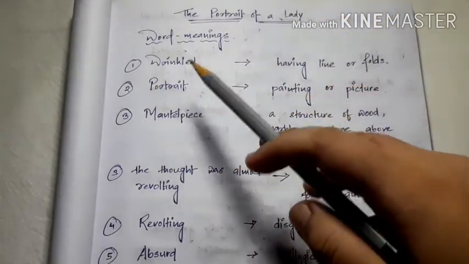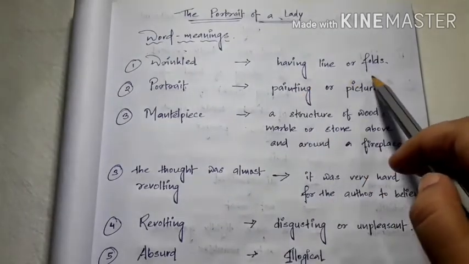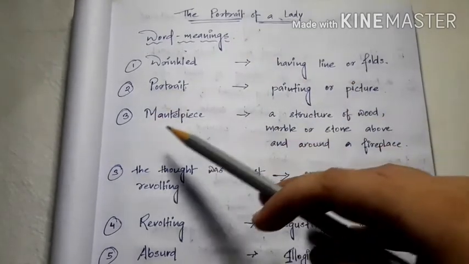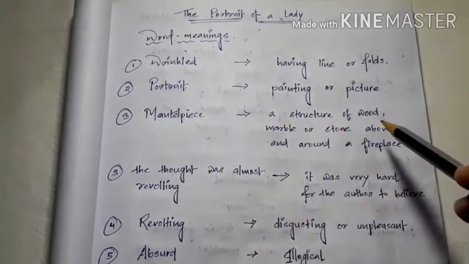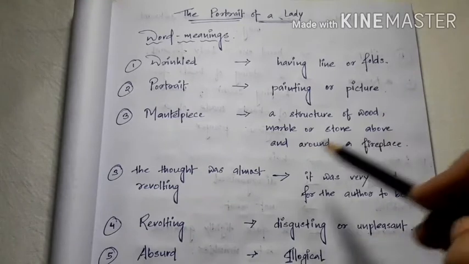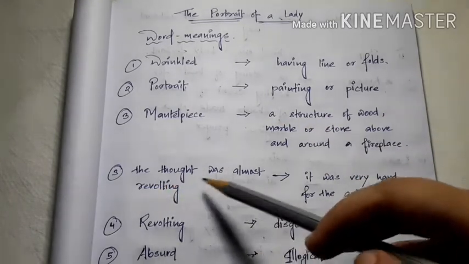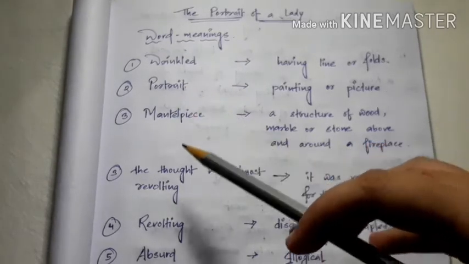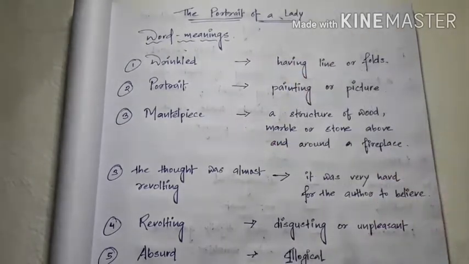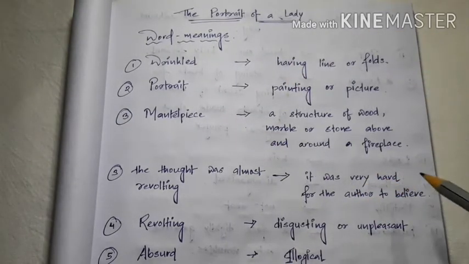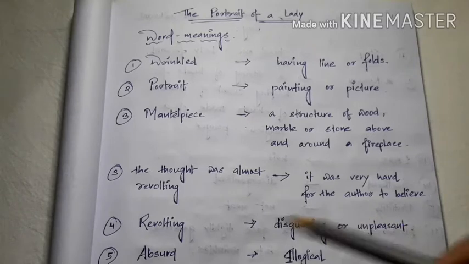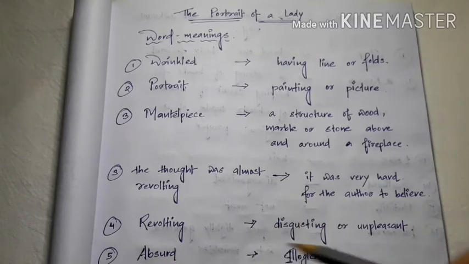The first word is wrinkled, meaning having lines or folds. Number 2, portrait, meaning painting or picture. Number 3, mantelpiece, meaning a structure of wood, marble or stone above and around a fireplace. The thought was almost revolting. This is an expression given in the story, the meaning of which is it was very hard for the author to believe. Number 4, revolting, meaning disgusting or unpleasant. Number 5, absurd, meaning illogical.